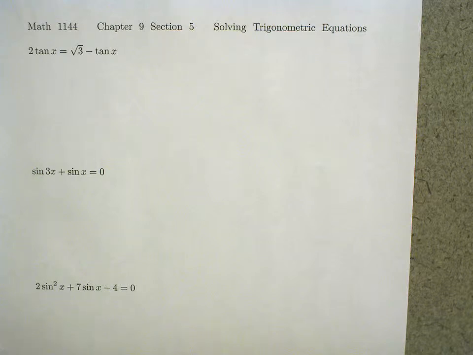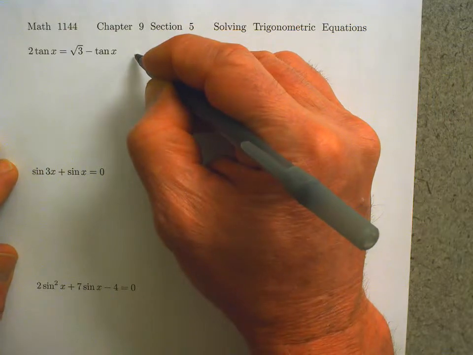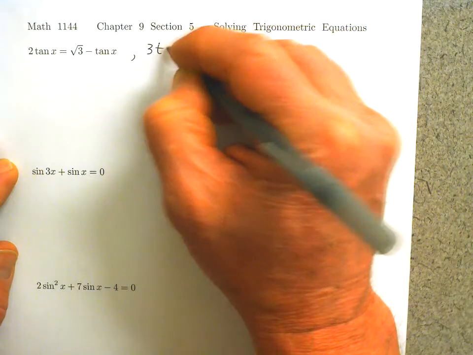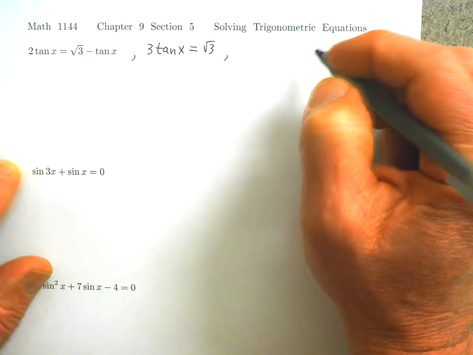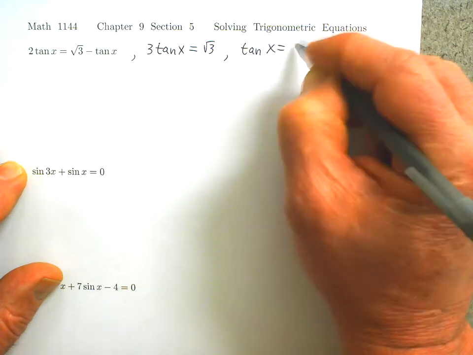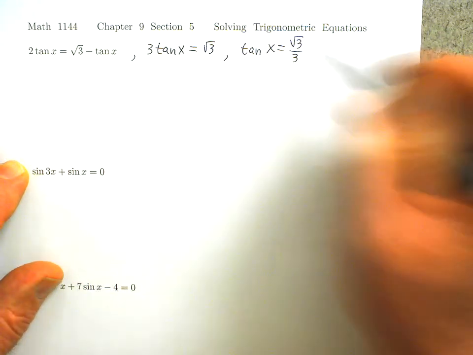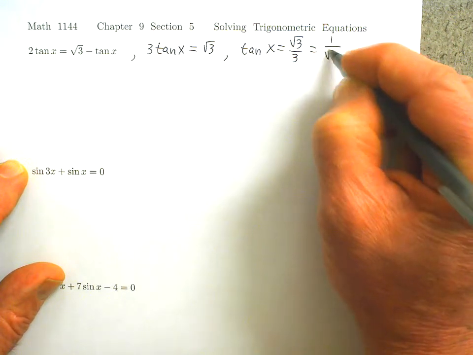Okay, so 2 times tangent of x equals the square root of 3 minus the tangent of x. So if we add tangent of x to both sides, we'll get 3 times tangent of x equals the square root of 3. And then divide both sides by 3, we get tangent of x equals the square root of 3 over 3. It might help to think of that as 1 over the square root of 3.